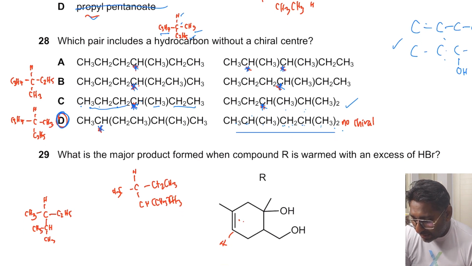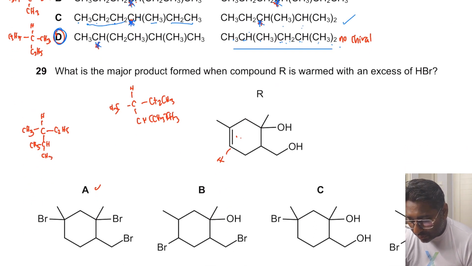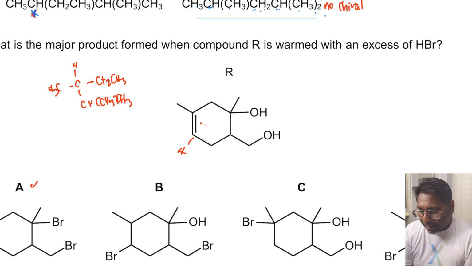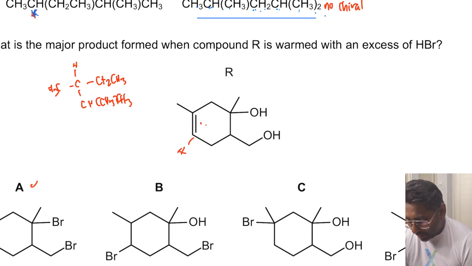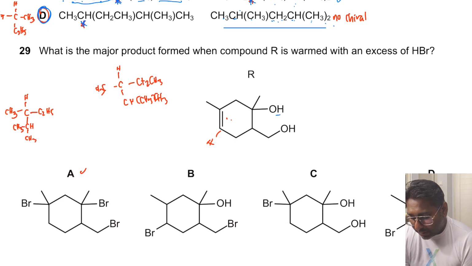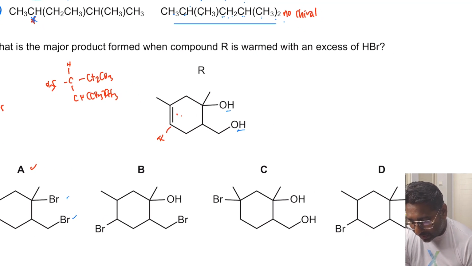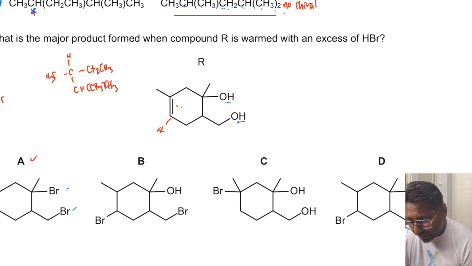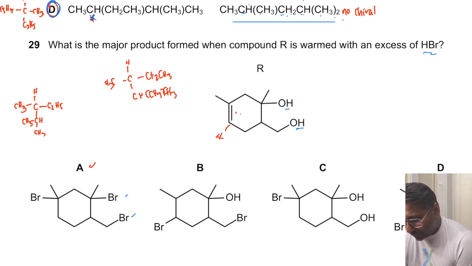Now, what is the major product formed when compound R is warmed with excess HBr? When you warm this with excess HBr, what will happen? The OH groups are going to be substituted by Br. So of course you'll have Br here, but do remember that HBr will also go here.